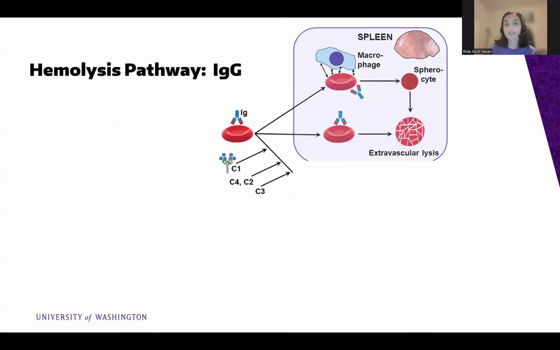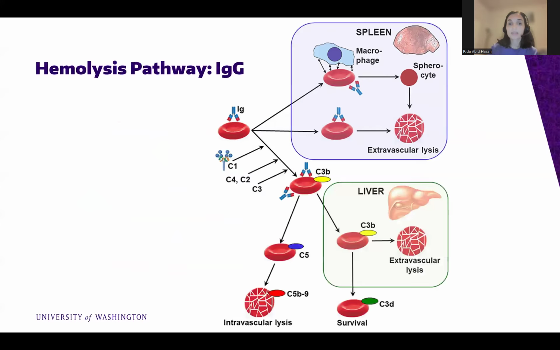When an IgG binds to your red cell, we really think about, again, those spherocytes, the spleen being involved and then causing extravascular hemolysis. Some degree of it will also, when C3b binds to it, will go through the liver, where you'll have your elevated bilirubin, and then a very small percentage will have C5 bind to it, where you have a MAC complex and intravascular hemolysis.